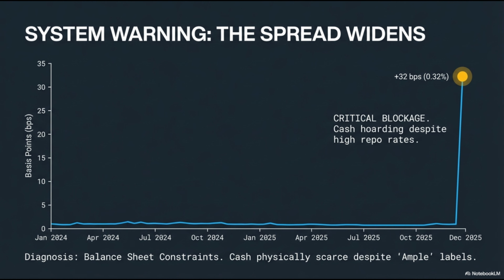But late in 2025, that mechanism broke. Look at this chart. We saw the SOFR IORB spread blow out to plus 32 basis points. This was a critical blockage. Even though repo rates were high, banks didn't or couldn't lend. They were hoarding cash. This told us that despite the Fed saying reserves were ample, they were physically scarce where it mattered. Why did this happen?